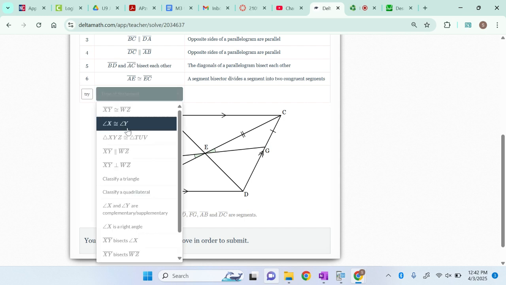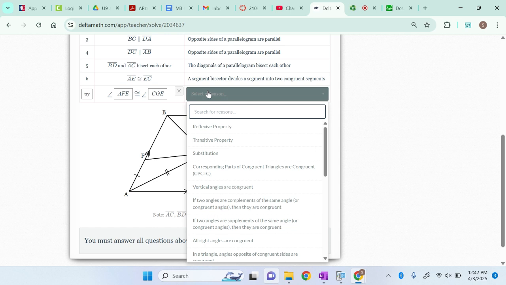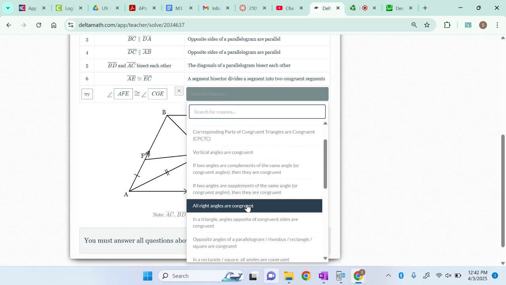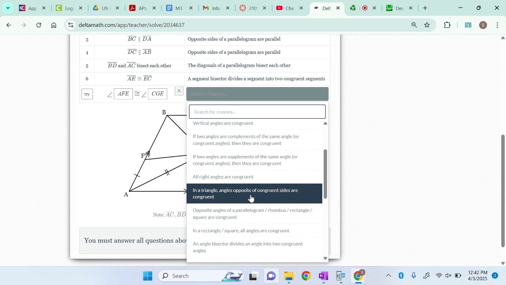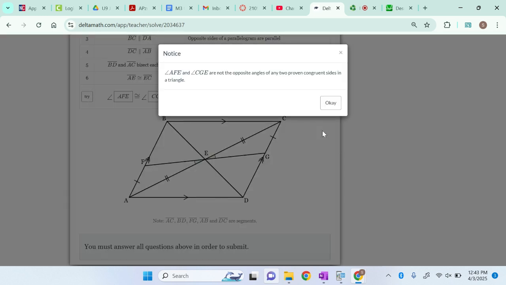Thus, angle AFE is congruent to angle CGE because, if in a triangle, angles opposite congruent sides are congruent. So those two angles have to be congruent.